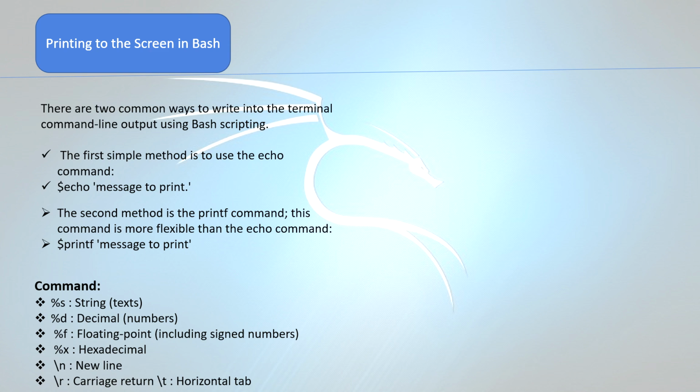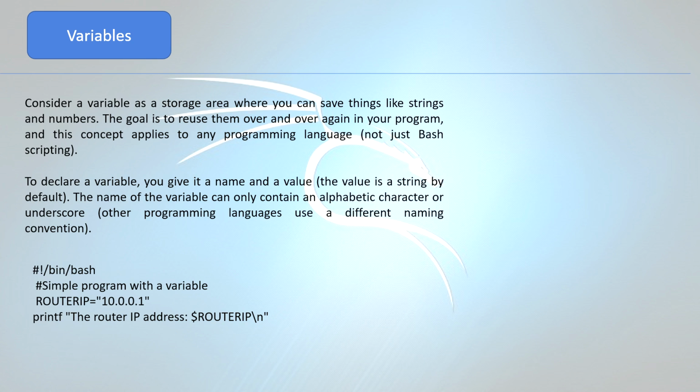This command is more flexible. It uses format specifiers: percent s for a string, percent d for a decimal, percent f for a floating point, percent x for hexadecimal, and slash n for a new line. Next is the variable. Consider a variable as a storage area where you can save things, such as a string or a number. The goal is to reuse them again and again in the program.